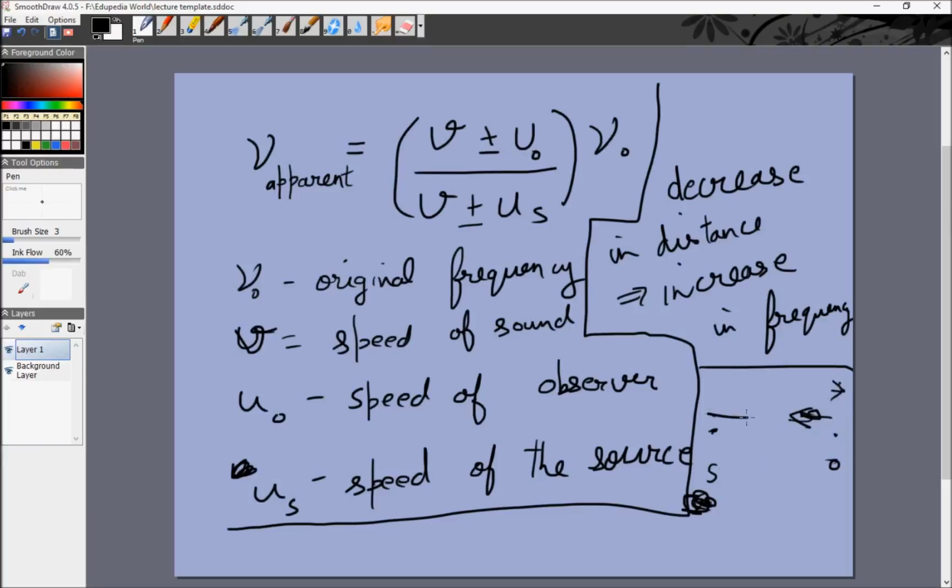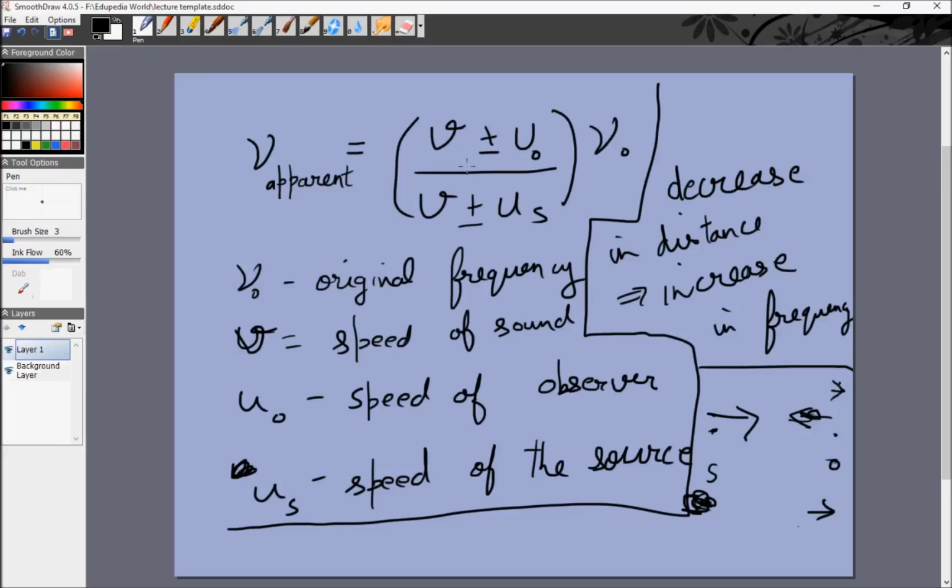If both of them are moving, let's say this is moving towards the right and this is also moving towards the right, then the source is moving to decrease the distance. So the source will increase the frequency, so you'll have a minus. The observer is moving to increase the distance, right? So the observer will decrease the frequency, so it will also be a minus, right? So it will just be V minus U naught.